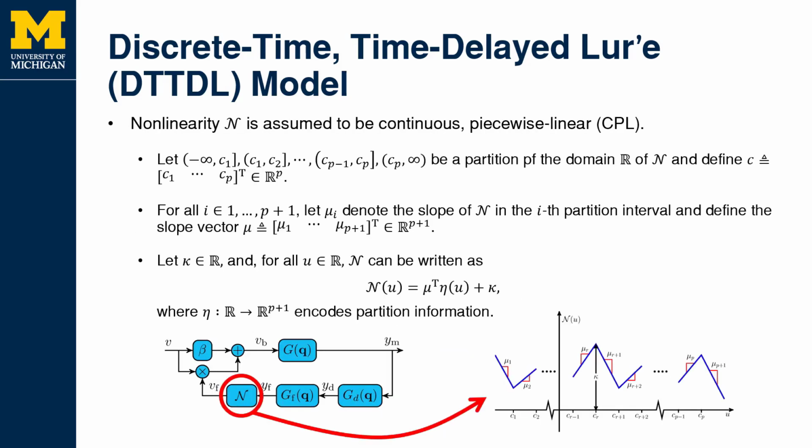The nonlinearity N is assumed to be continuous piecewise linear. As such, we can define a domain partition represented by vector C, the slope vector mu, corresponding to the slope in each partition interval, kappa, which determines the range offset, and function nu. This allows us to write the nonlinearity in a compact form.